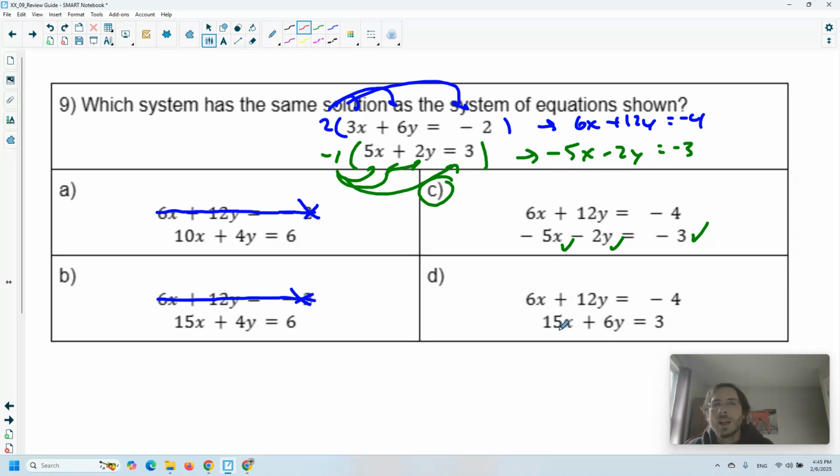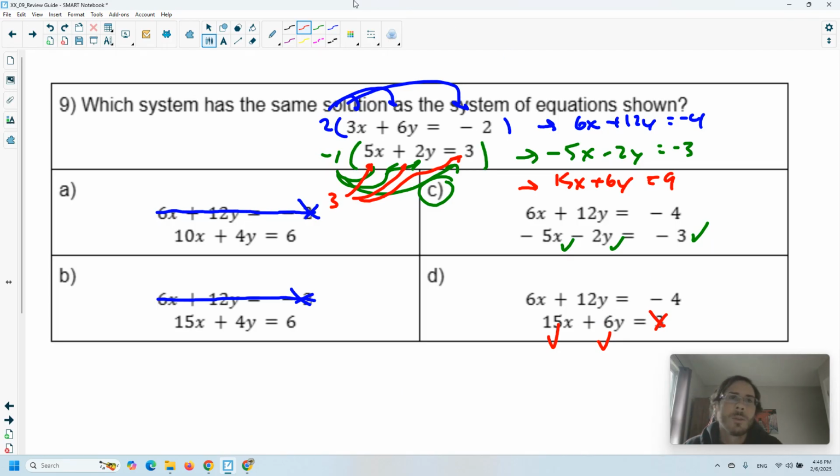Now, if I wanted to try D, I could. I'd have to think, okay, to get from 5 to 15, I'd need to not multiply by negative 1. I'd need to multiply by 3. I would still need to distribute everything. But then I would get 5 times 3 is 15x. That's good. That's what we want. 3 times 2 is 6y. That's good. That's what we want. But 3 times 3 is 9. That's not good. That's not what we want. So it is a lot like the spot the error stuff that we did in class. We're just picking out which one works.